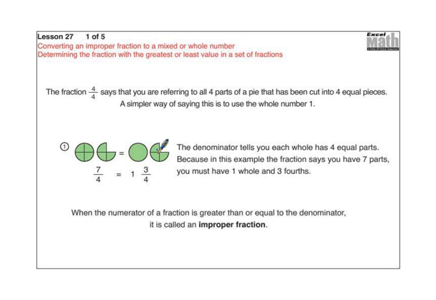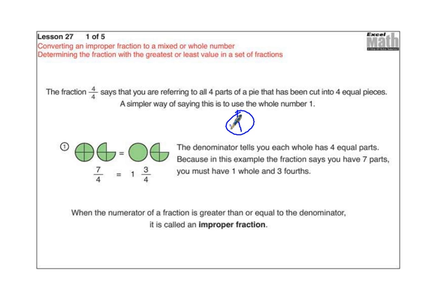All right, here we go with lesson 27 of 6th grade Excel. We're going to look at converting an improper fraction to a mixed or whole number and determining the fraction with the greatest or least value in a set of fractions. The fraction 4 fourths says that you are referring to all 4 parts of a pie that has been cut into 4 equal pieces. A simpler way of saying this is to use the whole number 1.